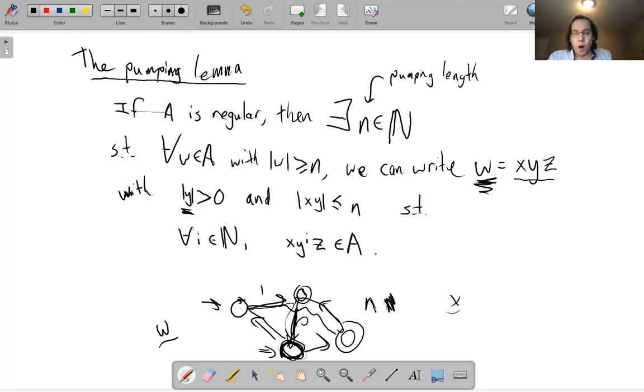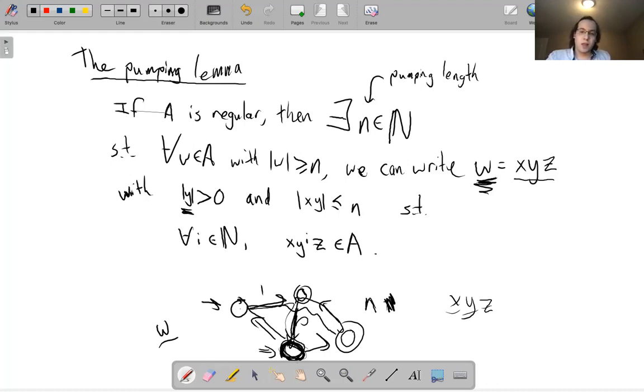Then Y is going to be the sequence of symbols you read between getting to the state for the first time and getting to the state the second time. So reading Y starting from this state gets us back to the same state. And then Z is going to be the rest of W. That's how we get this X, Y, Z.